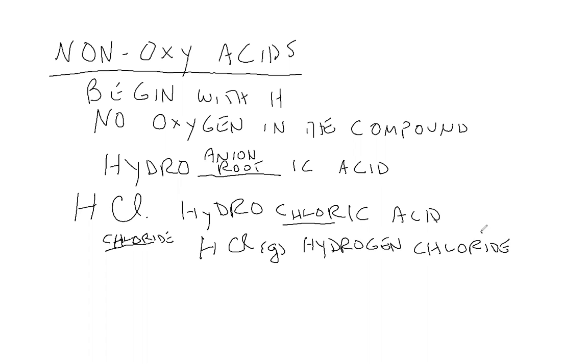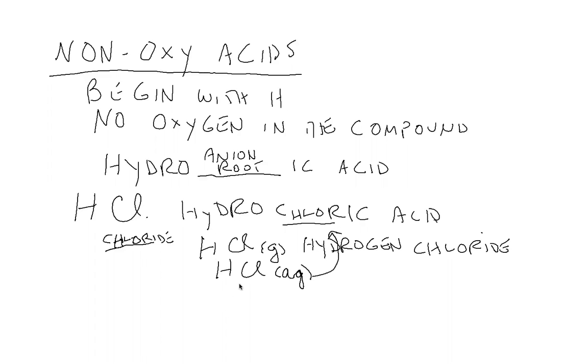Hydrogen chloride gas. But we take that gas and we bubble it through some water, and the hydrogen chloride gas dissolves in the water and it becomes aqueous, AQ. Now is when we call it hydrochloric acid. So for acids, we are assuming for now that they are AQ.